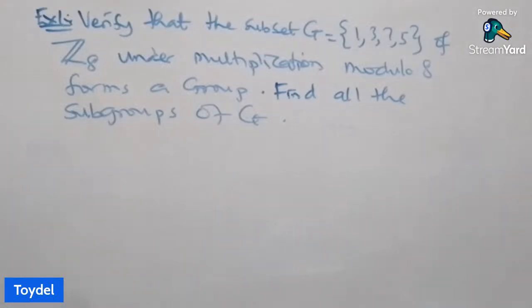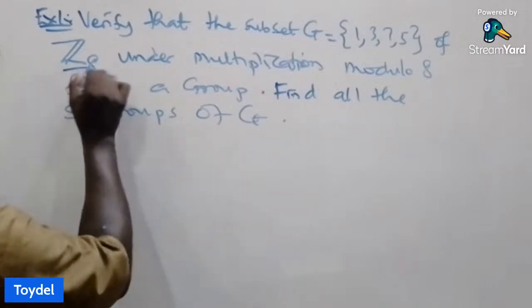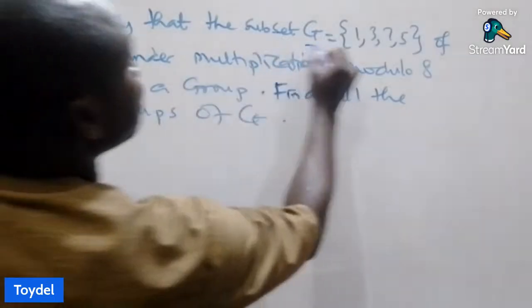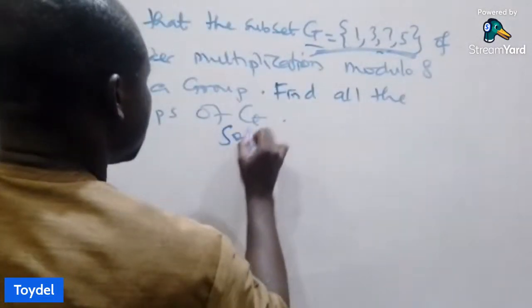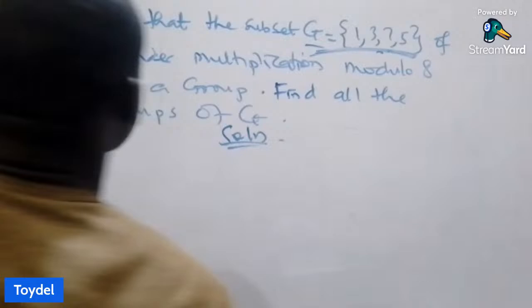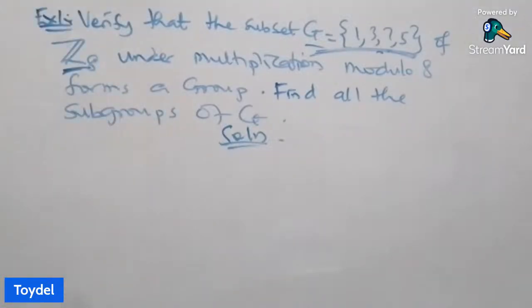We first verify that the subset G of Z8 under multiplication modulo 8 forms a group. So first test that this subset is a subgroup, forms a group. Solution: let's first list out what we are given and what we are required to find.